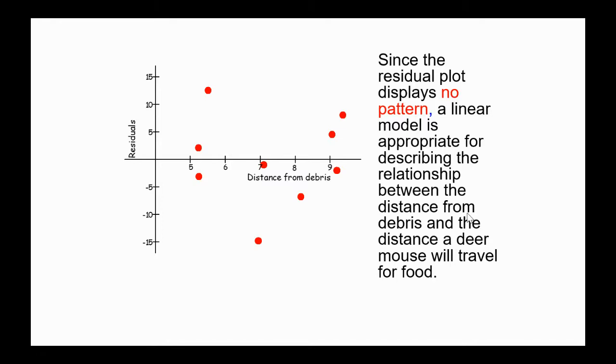So if there is a pattern, you don't really want any pattern at all. Even if it was a linear pattern, you don't want any pattern for your residuals. That means there's something going on in the underlying data. Okay.